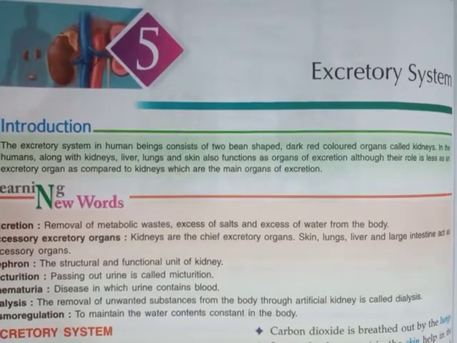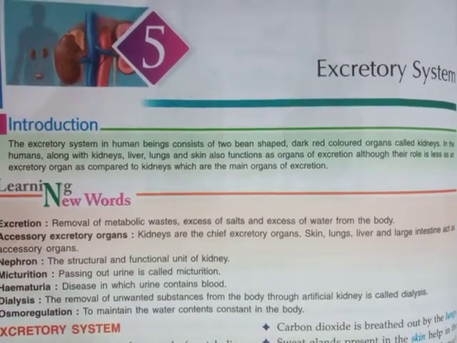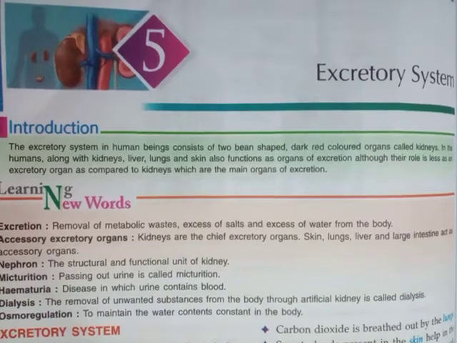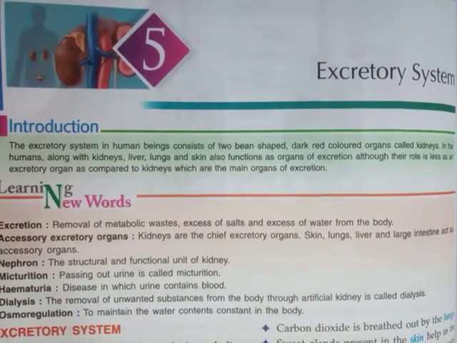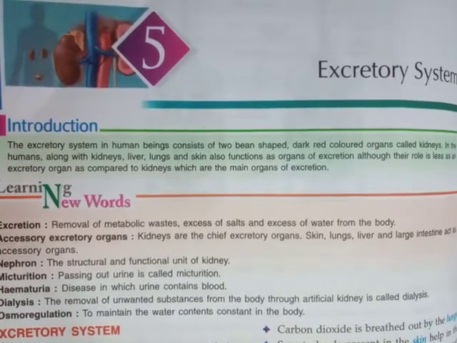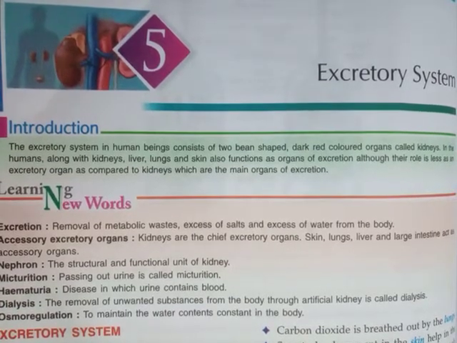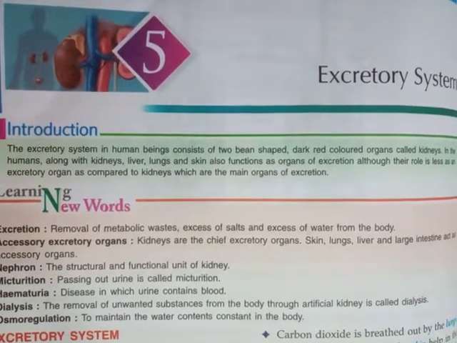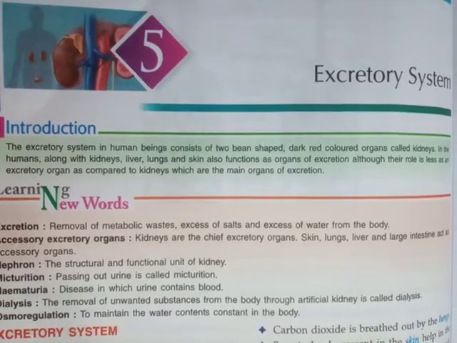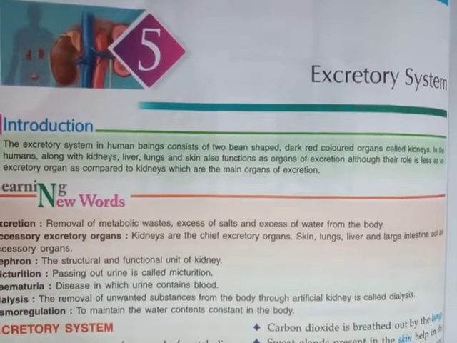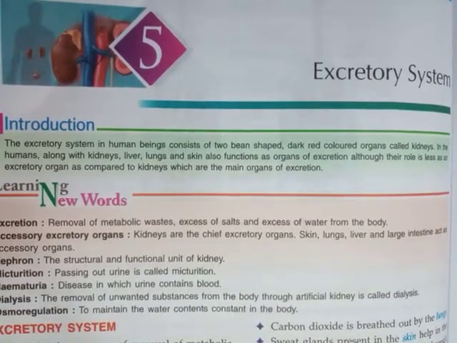In humans, along with kidneys, liver, lungs and skin also function as organs of excretion, although their role is less as compared to kidneys, which are the main organs of excretion. So the main organs of excretion are the pair of kidneys. Lungs, liver, skin are also involved in the process of excretion, but we cannot say that they are the main organs of excretion, because gaseous wastes are removed by our lungs. Water and extra salt are removed by our skin in the form of sweat, but the main organs of excretion are the pair of kidneys. So children, you should know these new terms given.